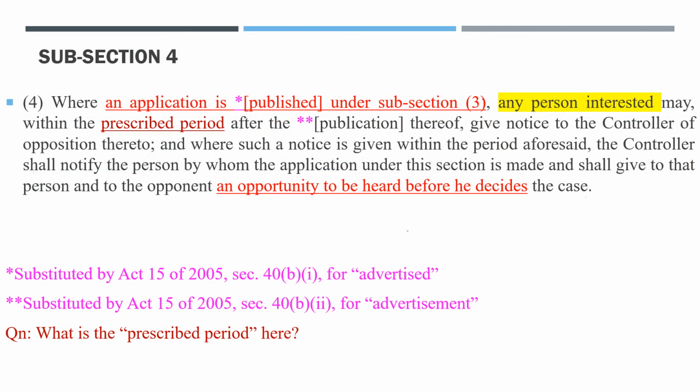Subsection 4 says where an application is published under subsection 3, any person interested may within the prescribed period after the publication thereof give notice to the controller of opposition thereto, and where such a notice is given within the period aforesaid, the controller shall notify the person by whom the application under this section is made and shall give to that person and to the opponent an opportunity to be heard before he decides the case.